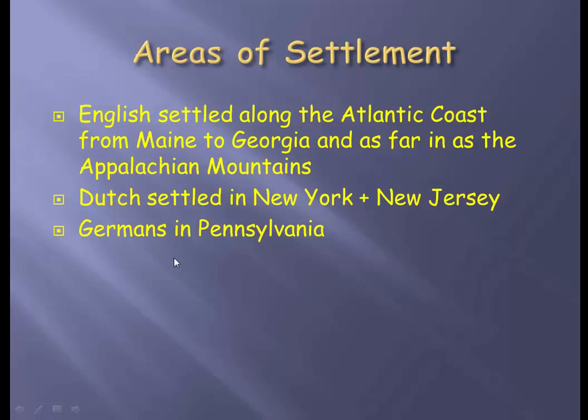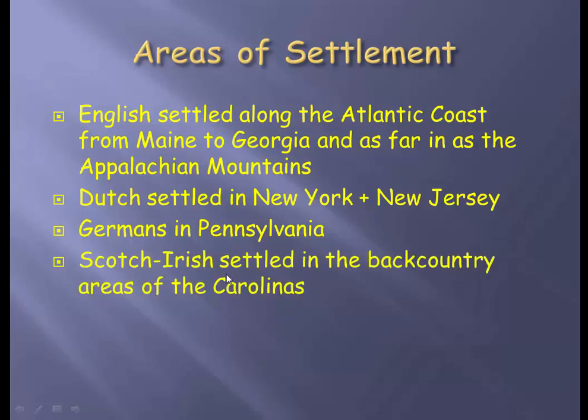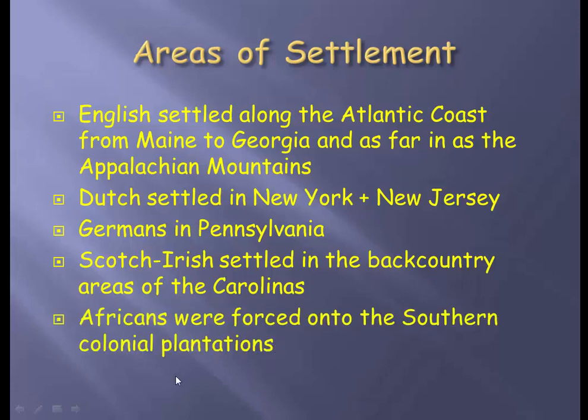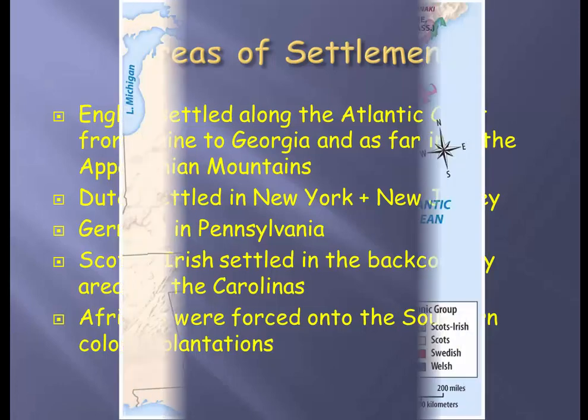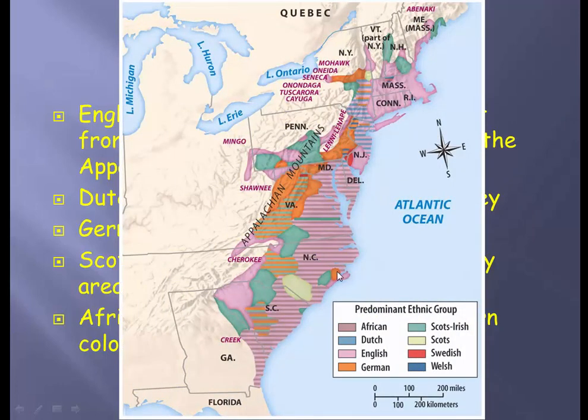Heavy German population in Pennsylvania, as I showed you. The Scots-Irish are not going to be settling along the coast. They're going to move further inwards into the back country, down through the Appalachians and the areas of the Carolinas. You will find the majority of Africans were forced onto the southern colonial plantations. That's where they were forced to go, and that's where they were doing their work. So there's that map again for you. If you want to pause that and study it, you're good to go.